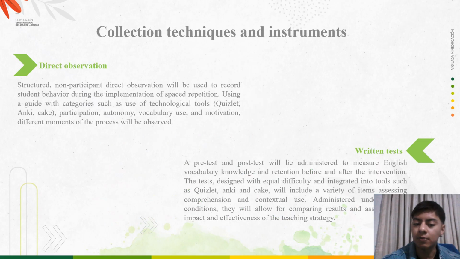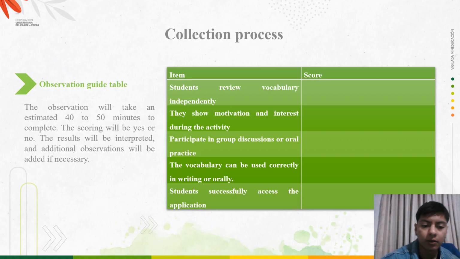Collection techniques and instruments. Direct observation and written tests. These methods provide both quantitative data and real-time insights into the learning process. Observation process. Each session lasted 40 to 50 minutes. A checklist with simple yes or no criteria was used to evaluate independent vocabulary review, students' interest, oral participation, vocabulary usage, and access to the apps. This helped track students' engagement, autonomy, and tool usage.